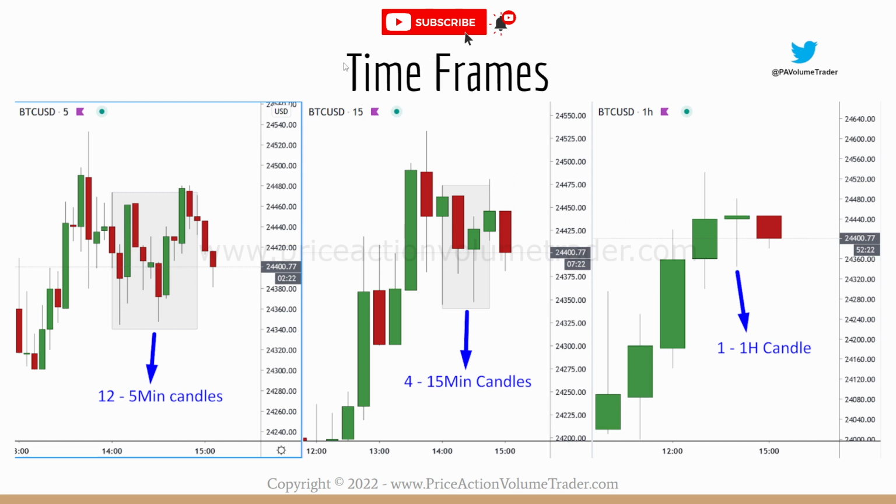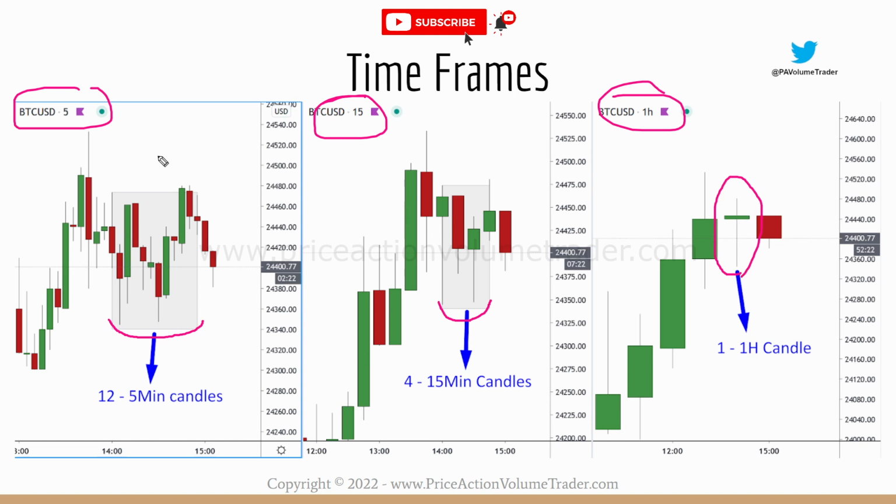Okay, and then here we have a Bitcoin chart, and here we can compare 3 different time frames. We have the 5-minute chart, which you can see we have 12 5-minute candles in 1 hour. Then if we go into a 15-minute chart, we have for the same period 4 15-minute candles here. And if we go into the hourly chart, we have 1 candle of 1 hour. So all these gray boxes are exactly the same as this. It's just showing us more detailed information on lower time frames.